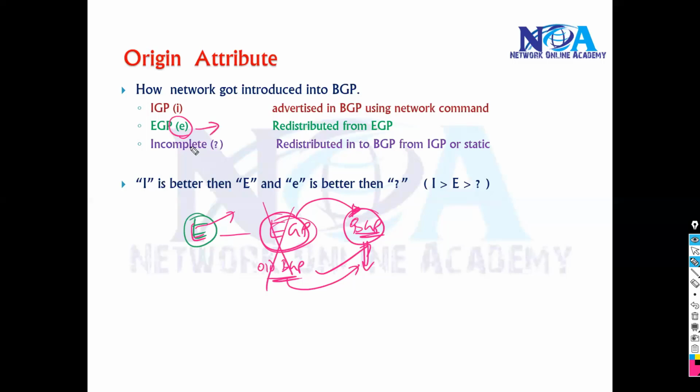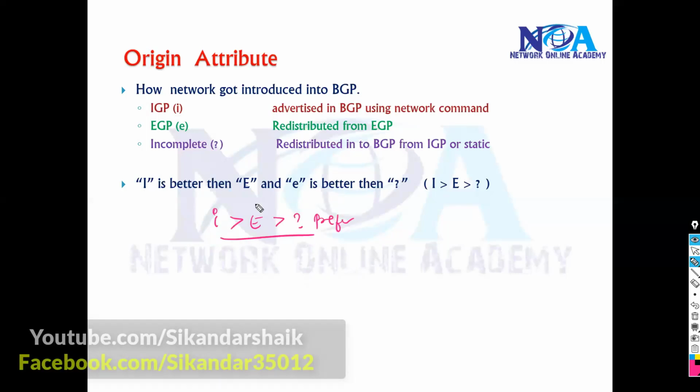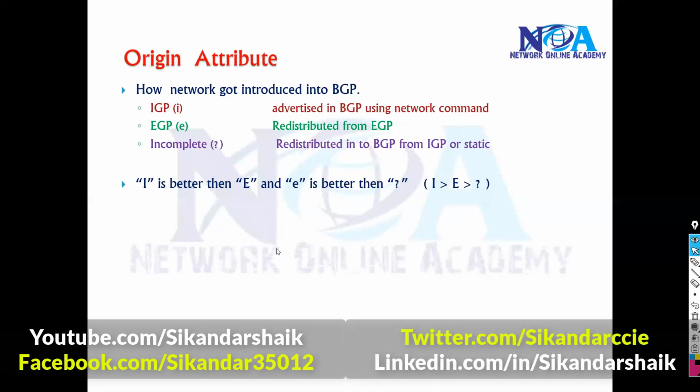So in total, there are 3 origin codes. You will see only 2, either I or question mark, which is also called incomplete. Again, when we see the path selection process, this is like the preference. The preferred order will always be I, preferred over E, and then question mark. We'll talk about this in the BGP path selection process when we get into it later on.